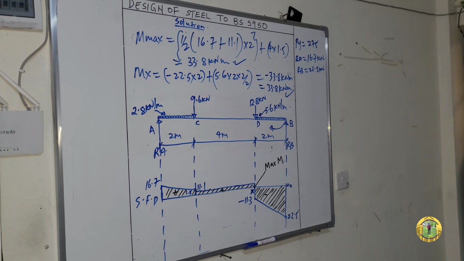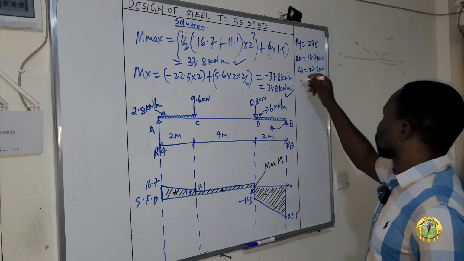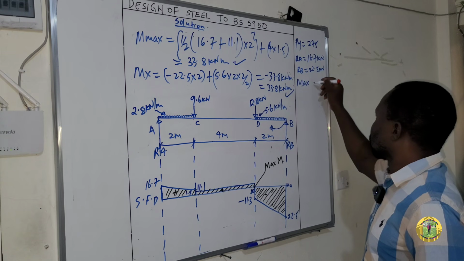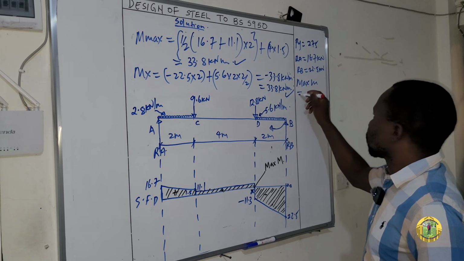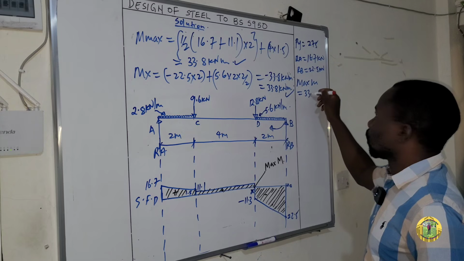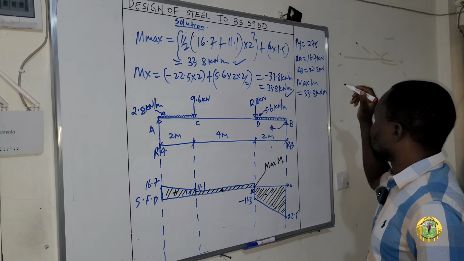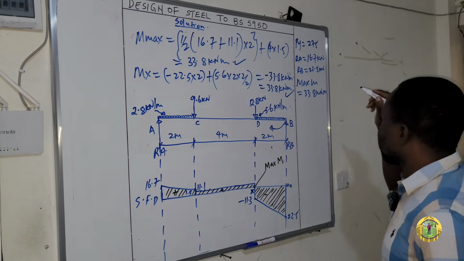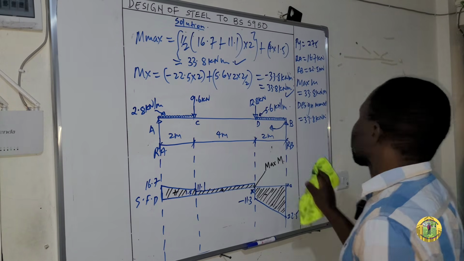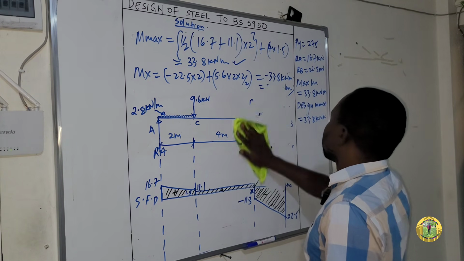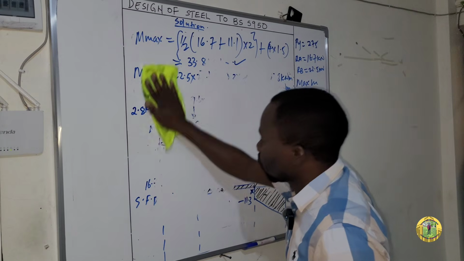So this maximum bending moment, which is 33.8 kilonewton meter, will be used as a design moment. I can now rub here because we are now done with the analysis.